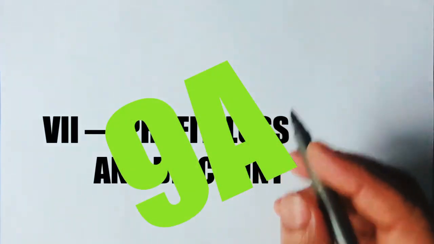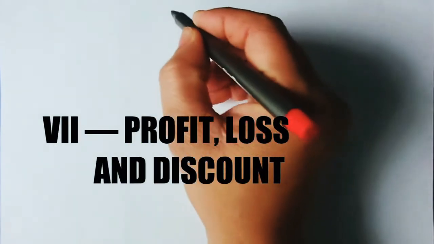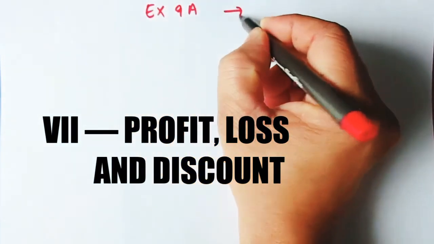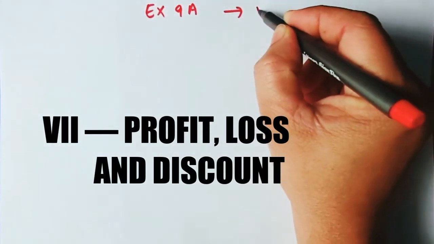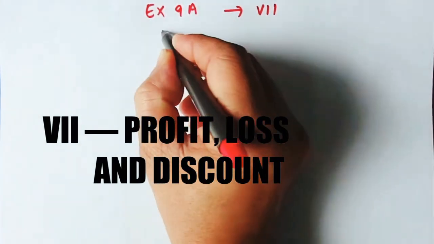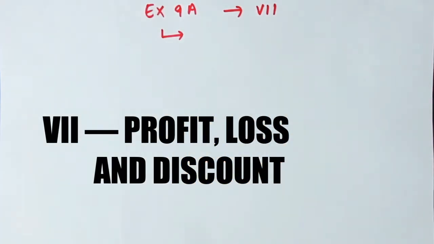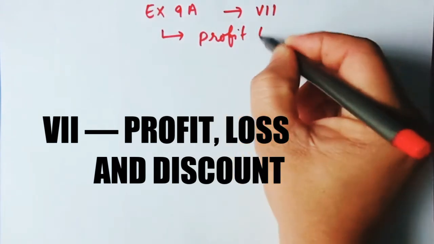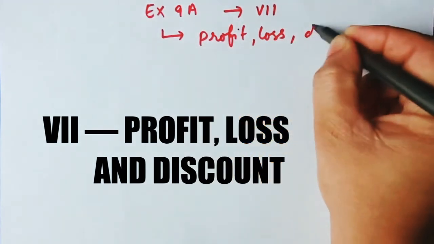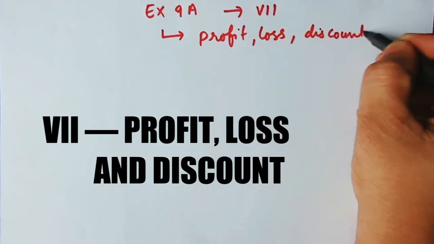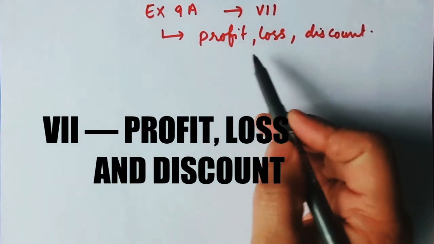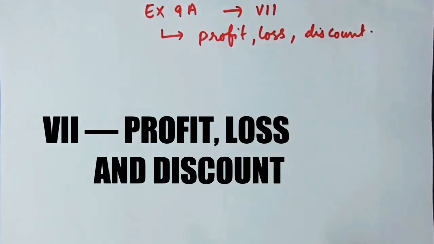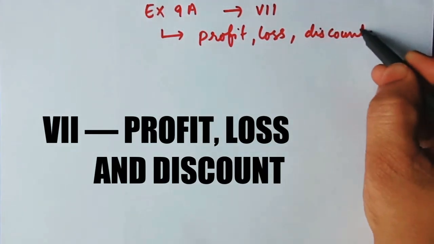So, hello everybody. Today we shall start exercise 9a, and this belongs to class 7. And this particular chapter deals with profit, loss, and discount. So here, first we shall learn about profit, then we shall learn about loss or gain, and then we shall learn about discount at the end.